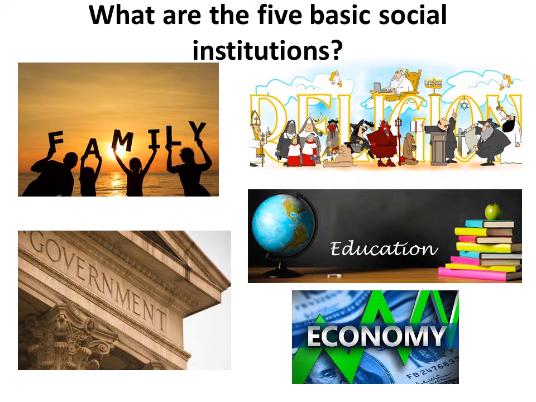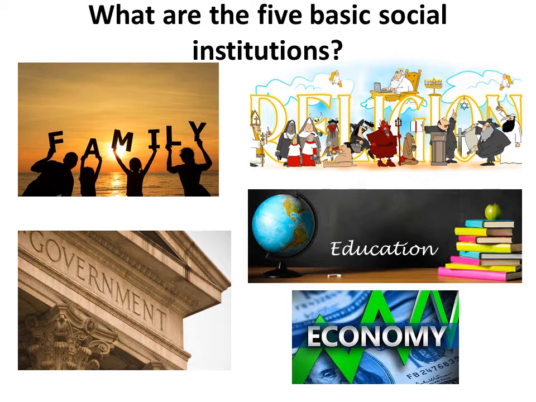Well, the first social institution is the family. If you think about it, this is probably one of the first social institutions that you come in contact with. Next would be religion. And again, based on your family, you will also come in contact with a religious social institution. Then we'll say the government.